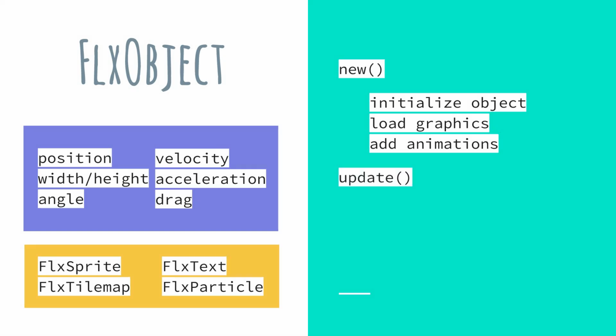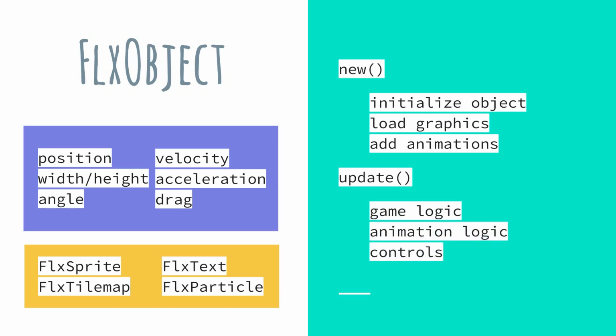In a Flix object's update function, you can have some game logic pertinent to that object. If you have a more complex Flix sprite, you can have the logic controlling the animations here. And if you're creating a playable character, you'll also want to have your controller logic here as well. Similarly, you could also create any AI logic here for NPCs and enemies.